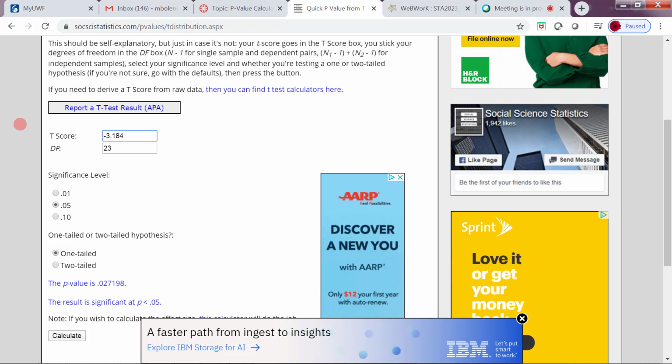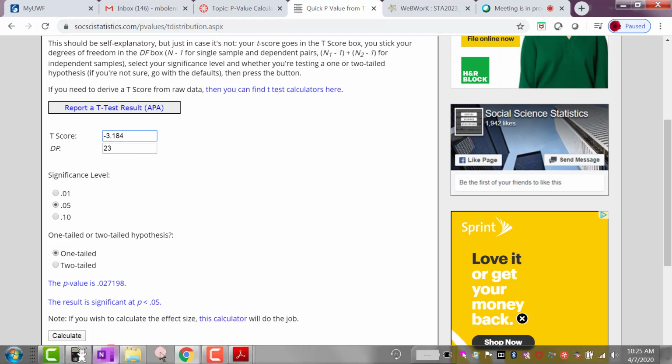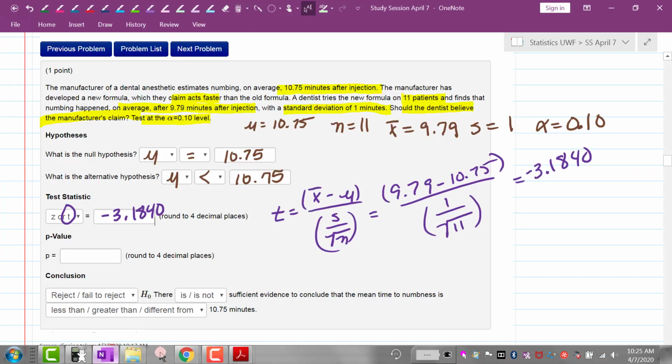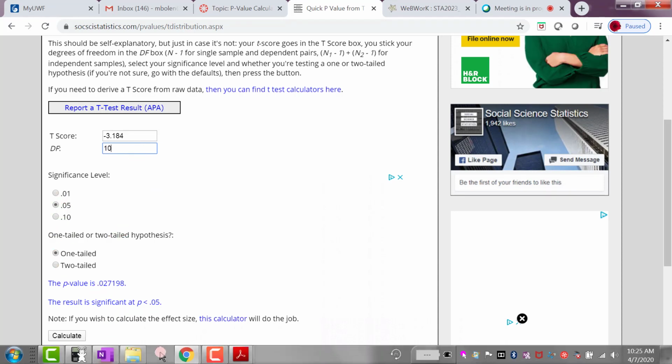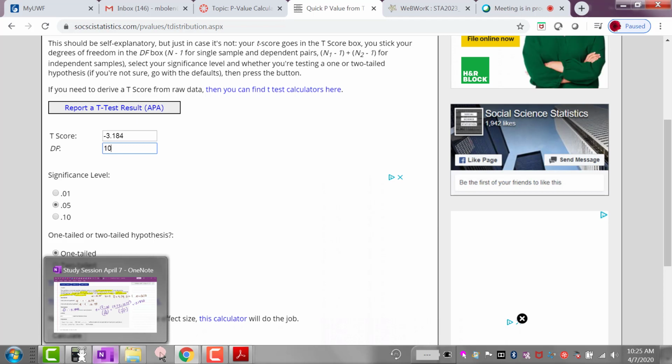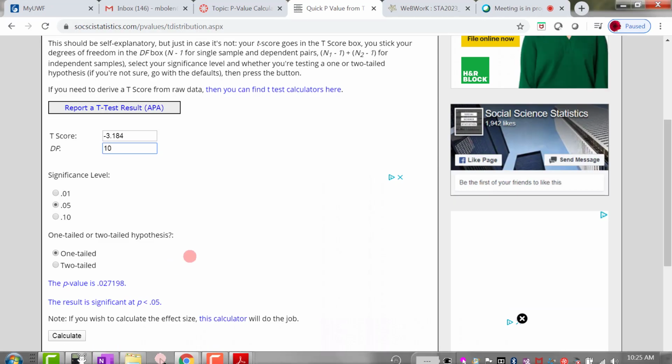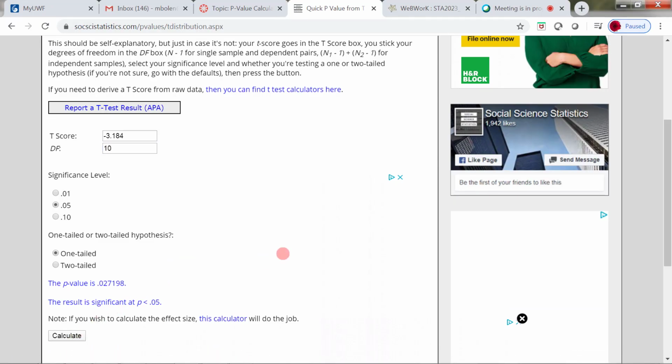So this was a -3.1840. And my degrees of freedom: 11 was our sample size. N is 11, so that means my degrees of freedom will be 10. We were a one-tailed test, if I remember correctly. One-tailed test to the left. And calculate my p-value.